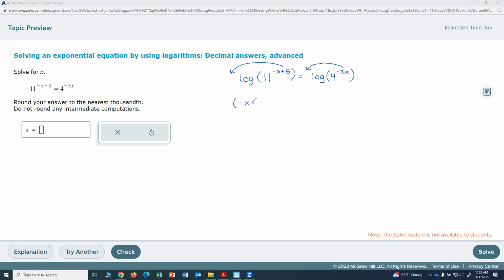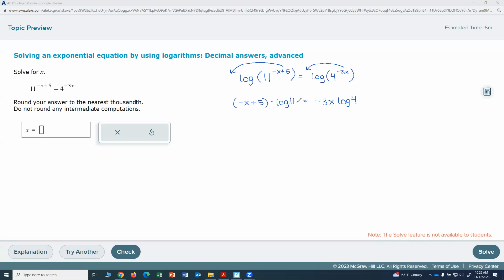So negative x plus 5 needs to have parentheses around it, so I know that the whole thing is multiplied by log of 11. And this is equal to negative 3x log of 4. I don't need to have parentheses around the negative 3x because there's no adding or subtracting on it.